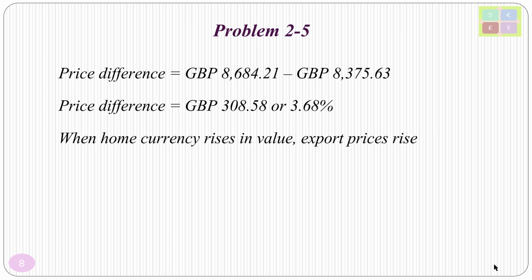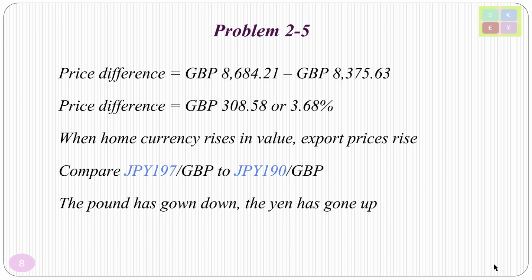We could have analyzed that the price was going to increase without doing any type of calculation. Compare the original price of 197 per British pound to 190 per British pound. In this case, you see that the number has gone down, from 197 to 190. That means the pound has gone down and the yen has gone up. When the number goes down, it is the currency in the denominator that goes down. And here the currency in the denominator is the British pound. And when the number goes up, the currency in the denominator goes up.